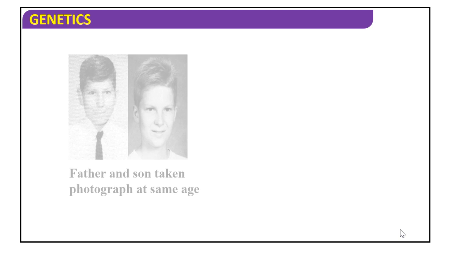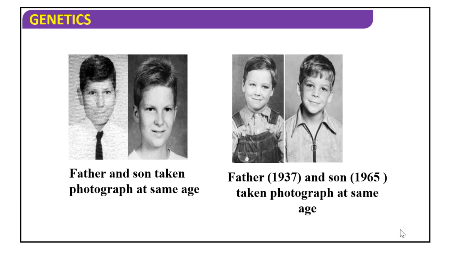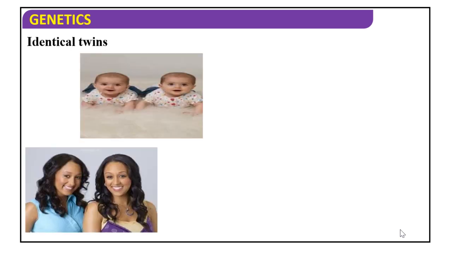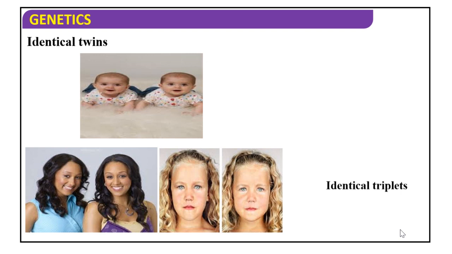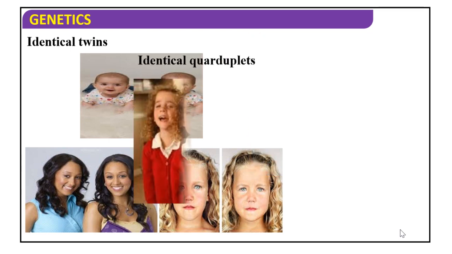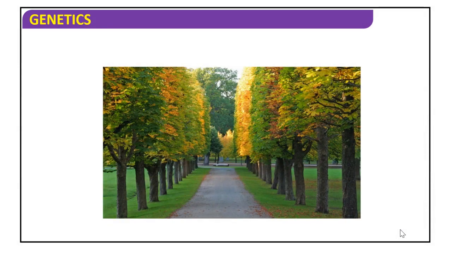Here we can also see a father and son photograph taken at the same age. Morphologically you can see the similarities. These are some photographs of identical twins. We can also see identical triplets, and then identical quadruplets. So these are some identical features that we can also observe in plants.